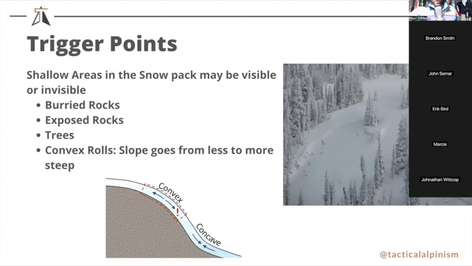A convex roll could be a shallower area, but it could also just be an area where the snowpack is under more tension. Think of folding a Snickers bar, where the top of the bar comes under more tension and then starts to crack. That's what's happening in the snow there. So you're more likely to trigger an avalanche on a convexity where the slope goes from less steep to more steep. That's the one you can most readily see, whereas buried rocks and trees are a little bit harder to see as far as where there are trigger points.